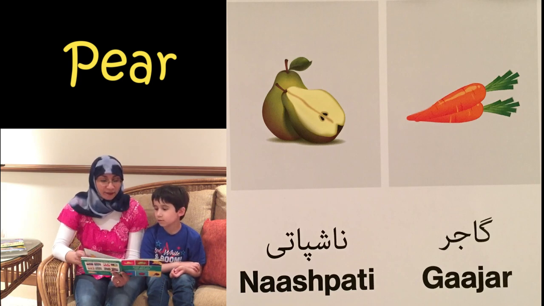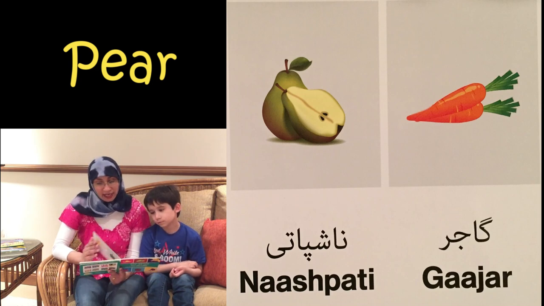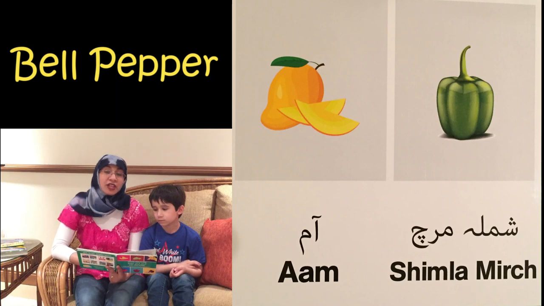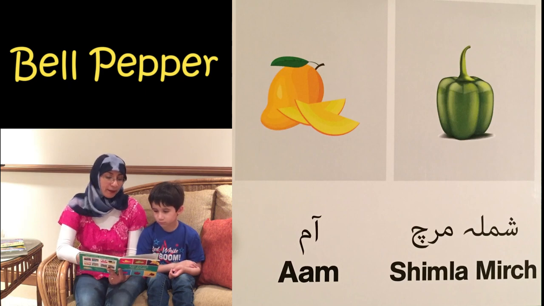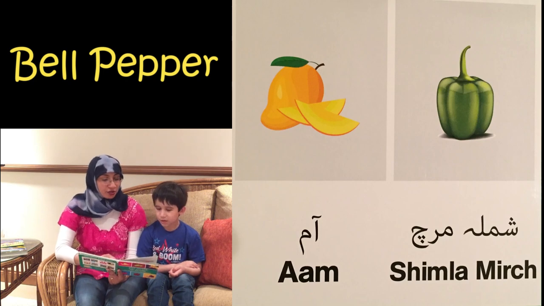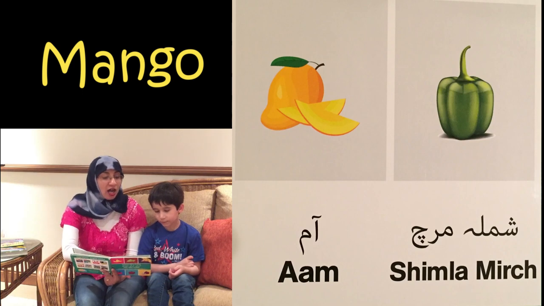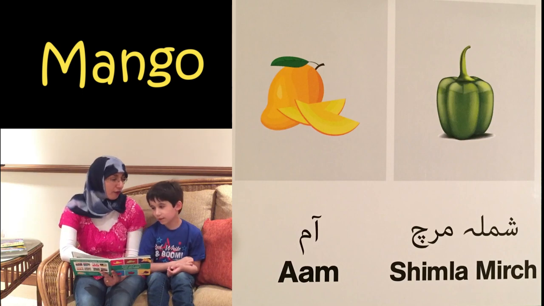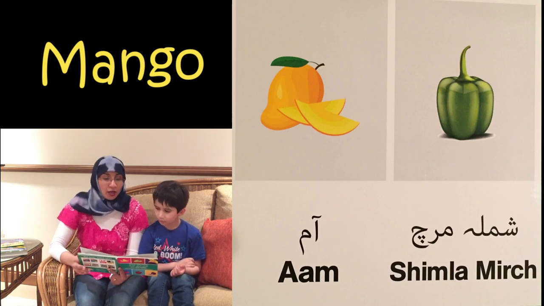Next one is nashpati. Nashpati is pear. And next up is shimla mirch. Shimla mirch is capsicum, or we can call it a bell pepper. It's a green bell pepper. And next one is? Aam. Aam is mango. Pakistan mein to bahut achhe aam milte hain.